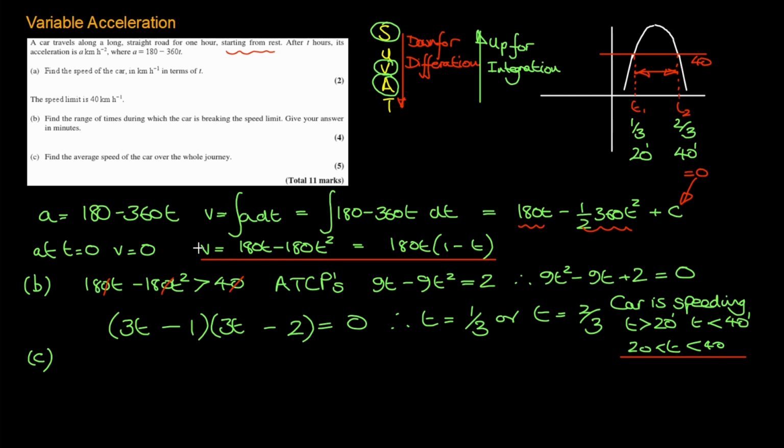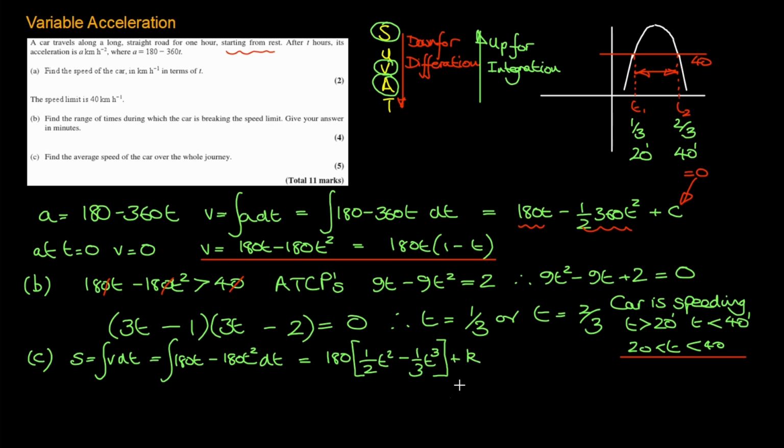So if this is the velocity here, I can say that s is equal to the integral of v dt, and that is equal to the integral of 180t minus 180t squared dt. Again, with a lot of integrals, it's good to take the 180 out as a factor and just integrate. The integral of t will become a half t squared, and the integral of t squared will be minus a third t cubed plus k.